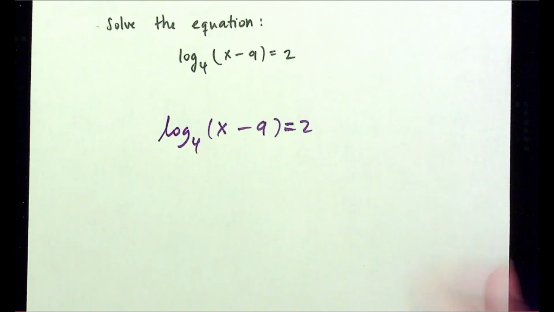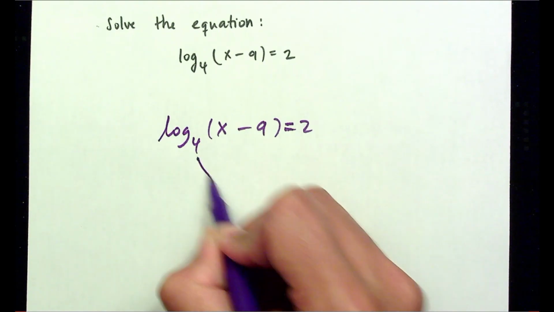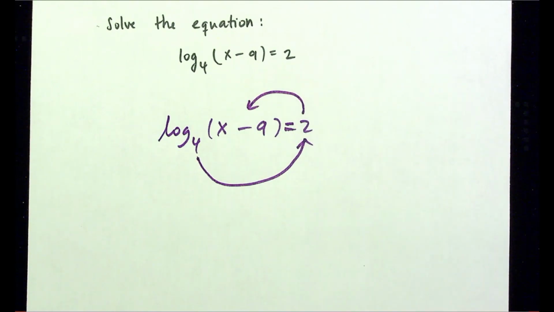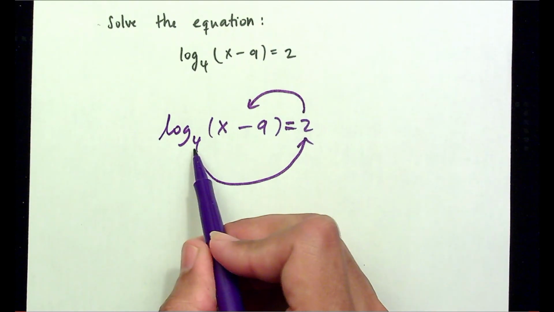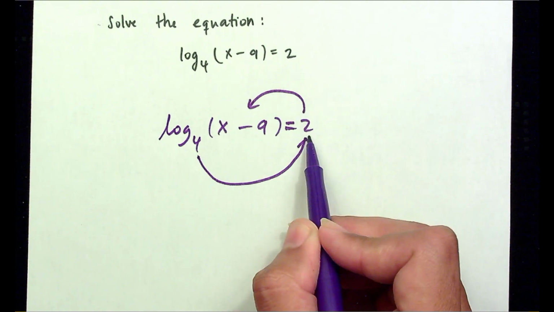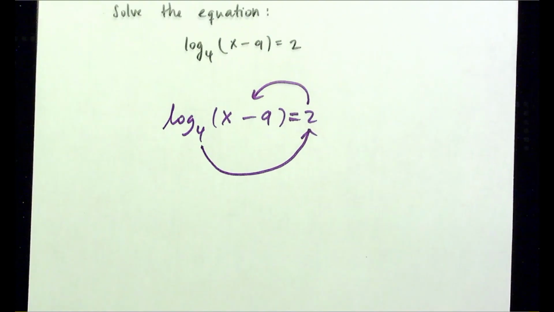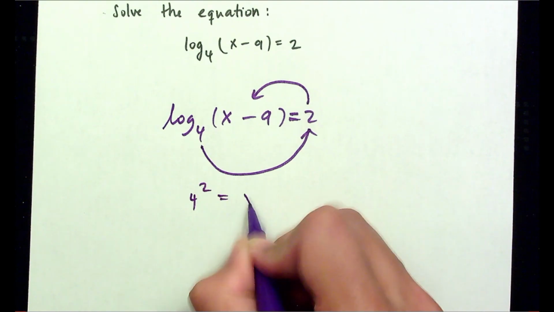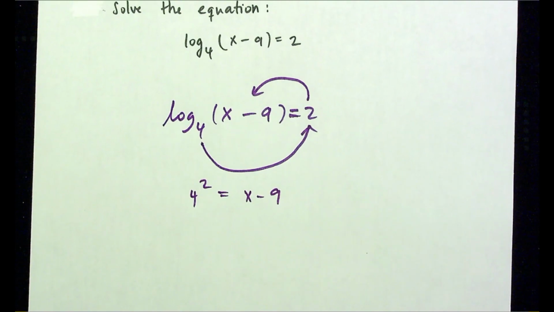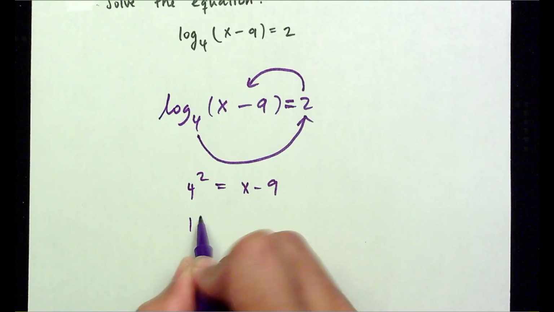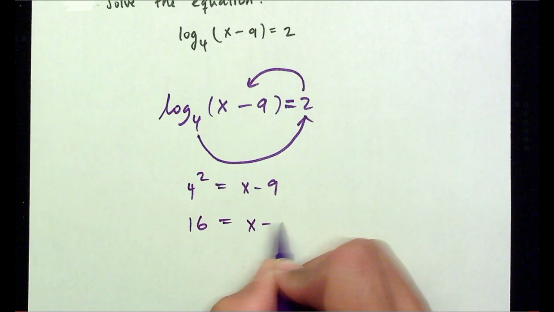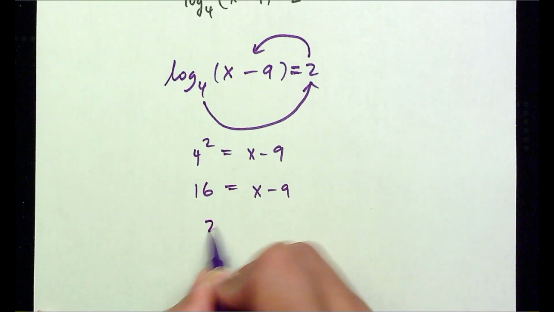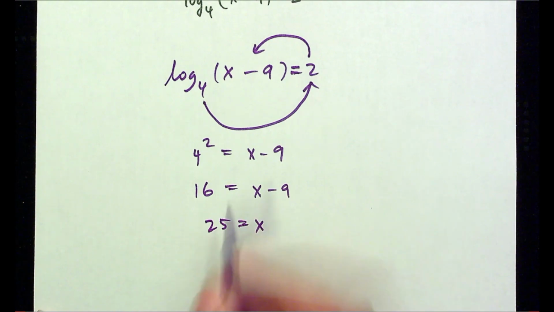This would be equivalent to 4 to the 2 equals x minus 9. The base to the 2 equals the inside of the logarithm. So this would be 4 to the 2 equals x minus 9. Or in other words, 16 equals x minus 9. And adding 9 on both sides, we get 25 equals x.